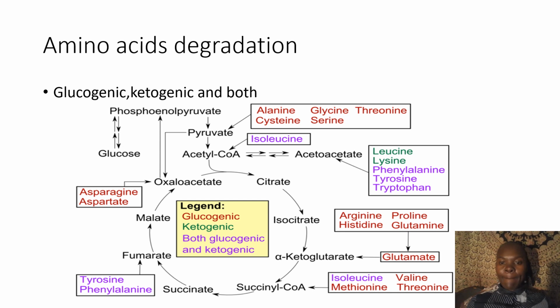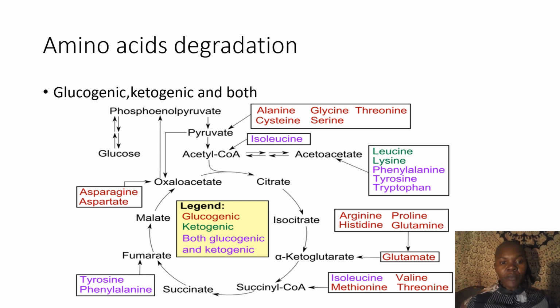This slide summarizes the degradation products of the amino acids. The key shows the glucogenic ones in red, ketogenic in green, and both glucogenic and ketogenic shown in purple. Somebody can say that one is pink, but based on how we see the color, those are the key to what we are seeing as the degradation products of those amino acids.